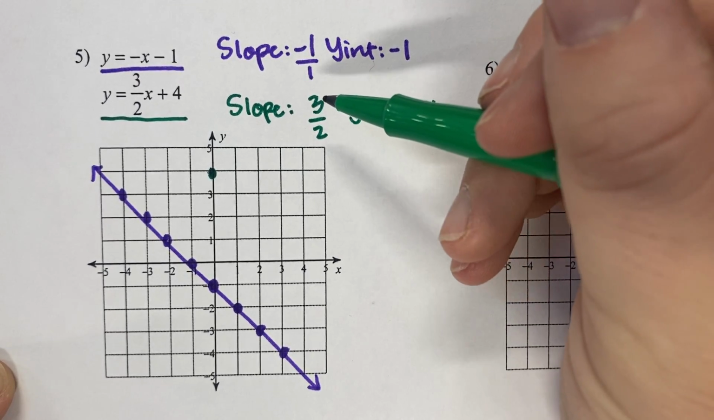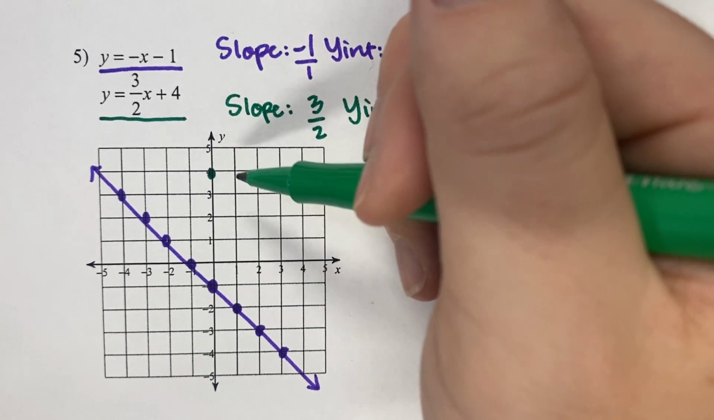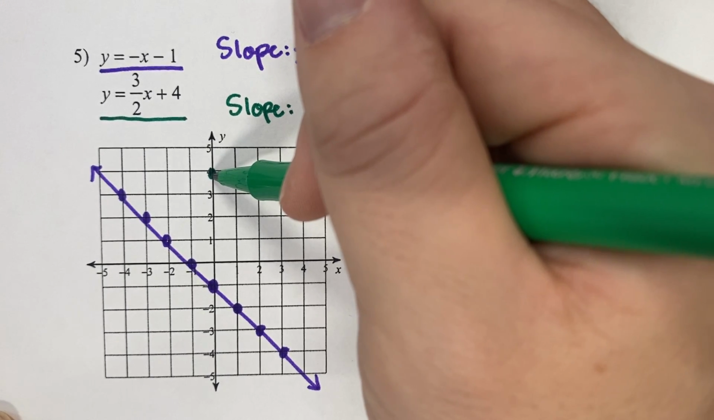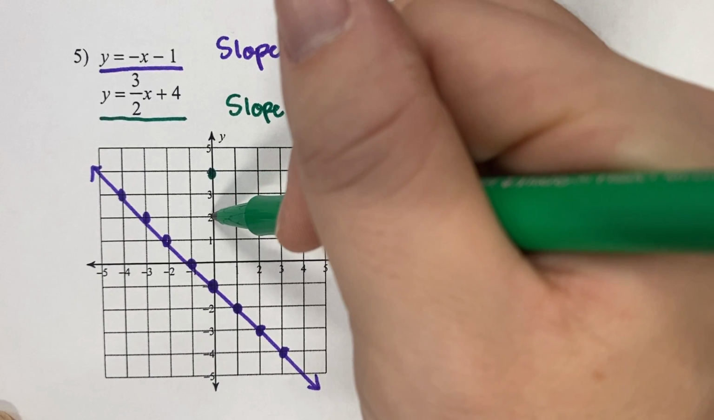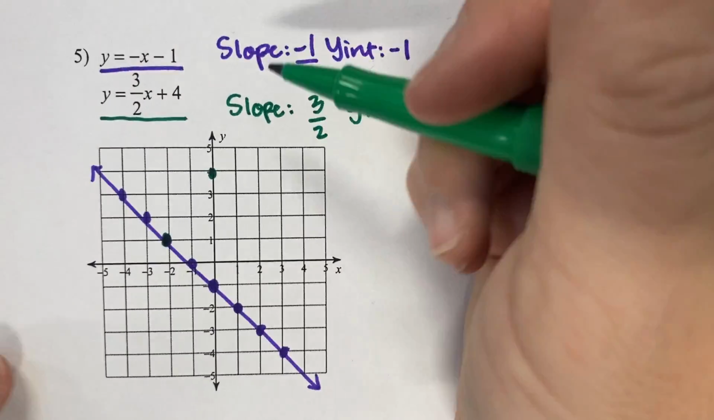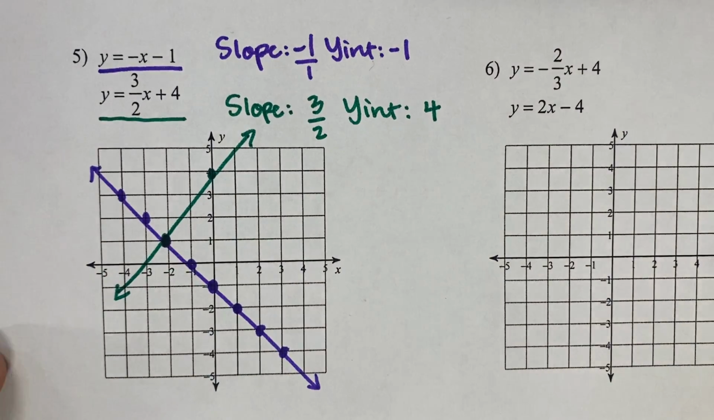So this one wants us to go up 3 and over 2. But I can't go up 3. I'd run out of room on my graph. So instead, we're going to go backwards. Down 3, 1, 2, 3, and back 2, 1, 2. We have to go backwards to create a positive slope going up and to the right.